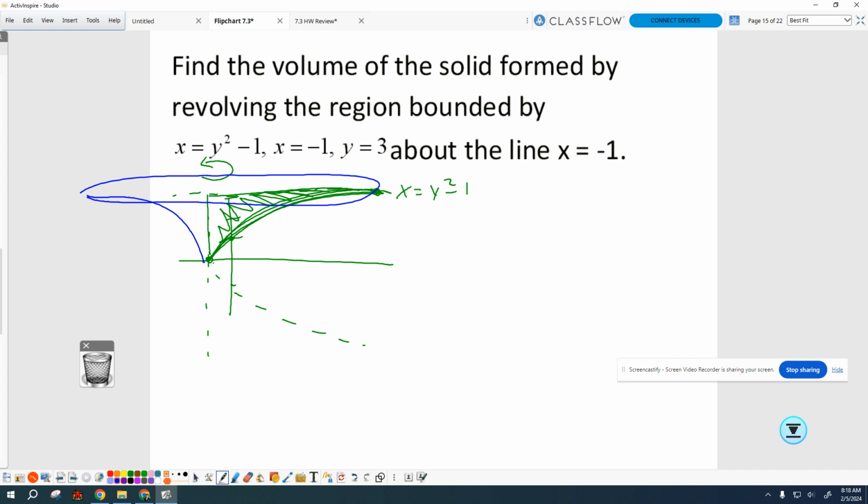Do I have dy slices or dx slices? Which way are the circles going? What is the thickness? dy. And the y values are going to go from 0 to 3. And I need pi r squared.